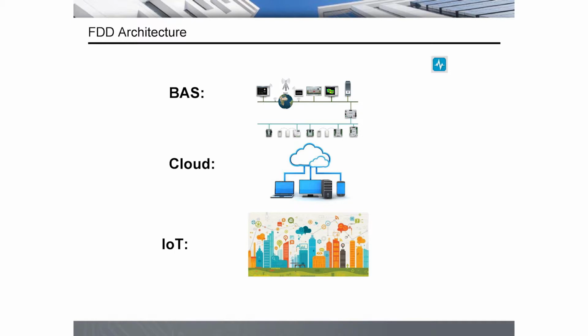So the FDD architecture, like I said, can be done in the BAS system itself. It can also be done in the cloud, or you can do a hybrid where you use the Internet of Things and a BAS system together. As we move towards the Internet of Things and everything being connected to the cloud, we will probably see more of that going forward because everyone's wanting to hook everything up to the Internet.